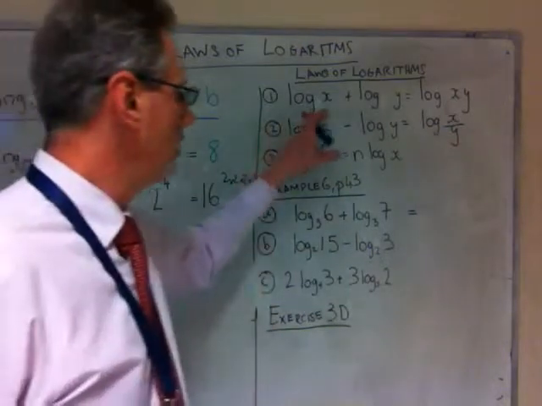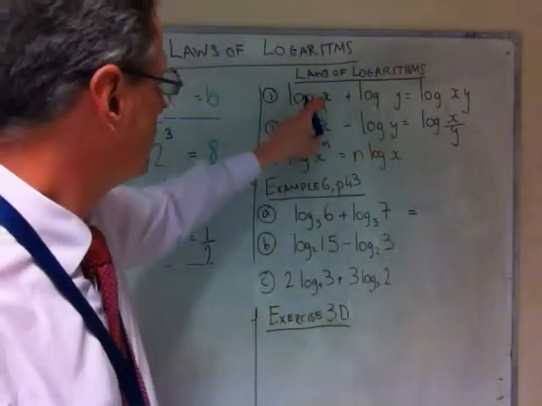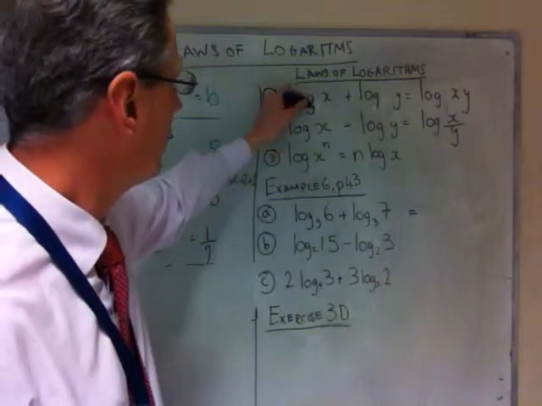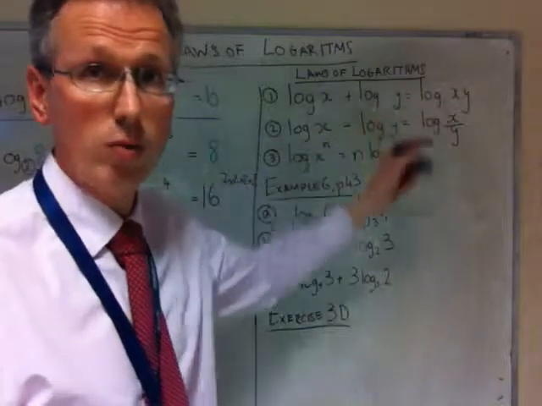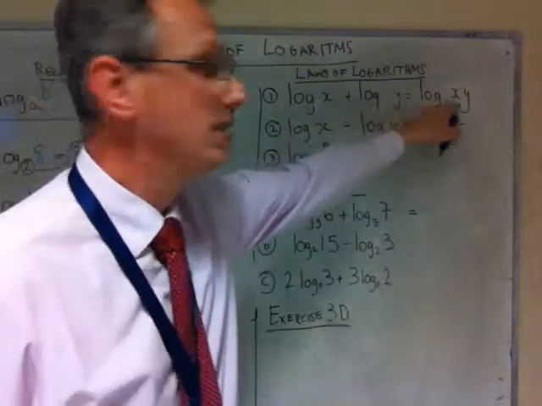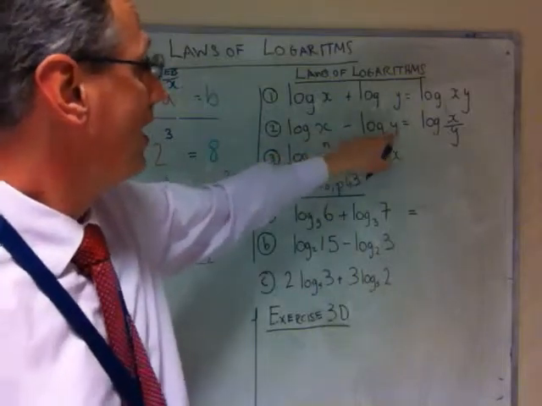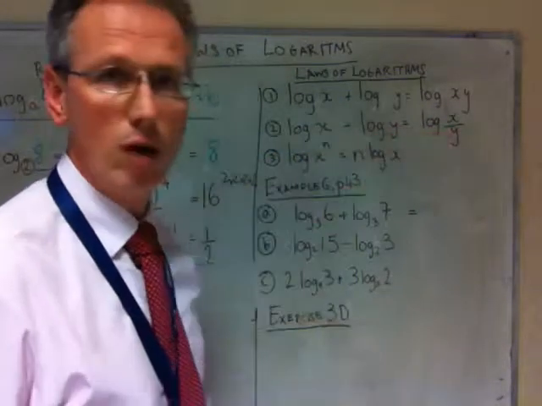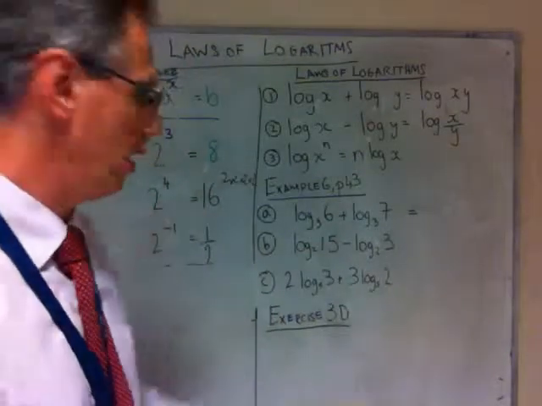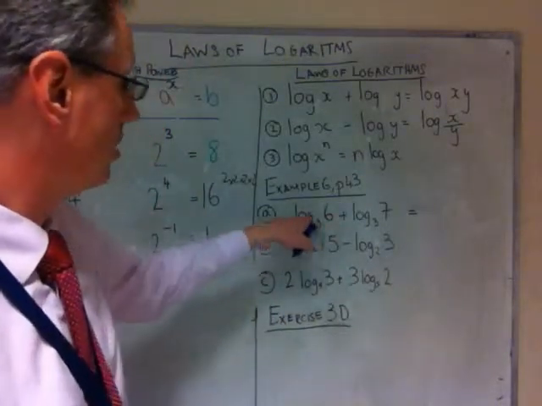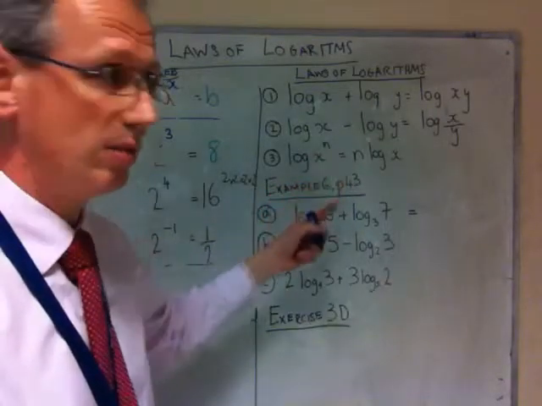Okay, so these are the basic rules. Obviously, if these are the same base, then you can do it. So log x plus log y equals log xy, so you multiply together. Log x minus log y is the same as log x over y. Again, a lot easier to look at examples. Here's an example down here, example 6 from page 43 in the textbook.